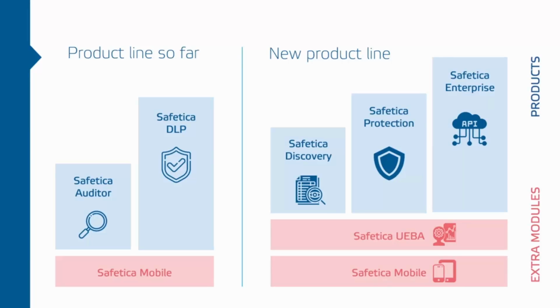Safetica Mobile is an additional module. You can purchase it to address some security concerns on your mobile devices. It was an extra thing that you could purchase, but there were only two products to choose from. The new product line complicates this a little bit. However, it makes each of the solutions easier to understand and to use.